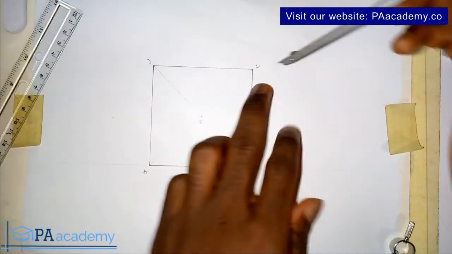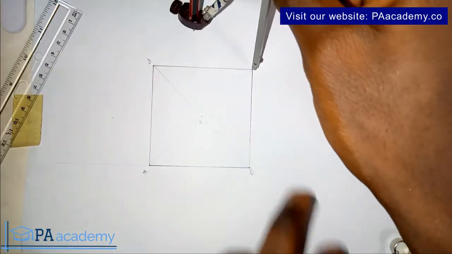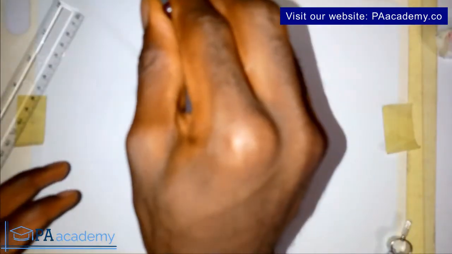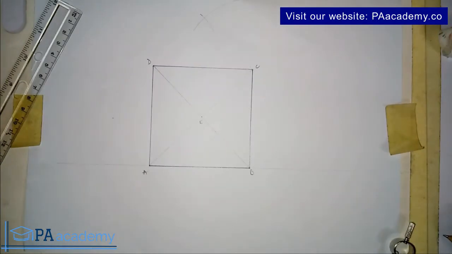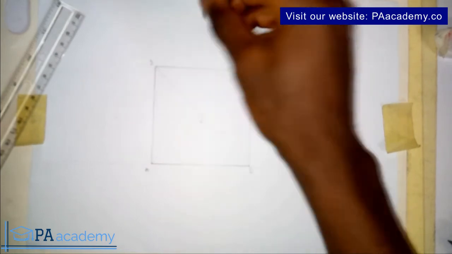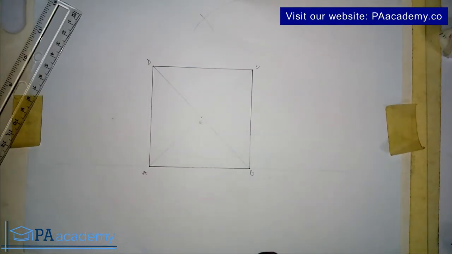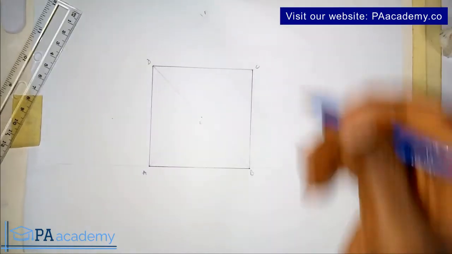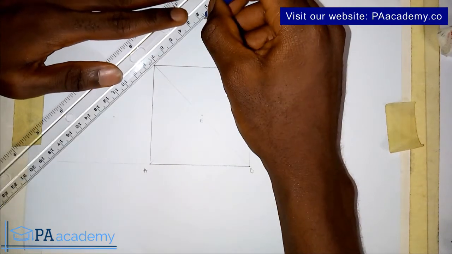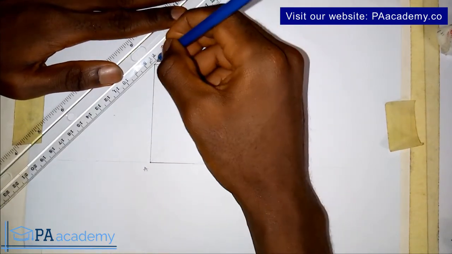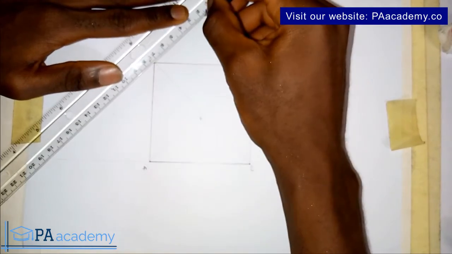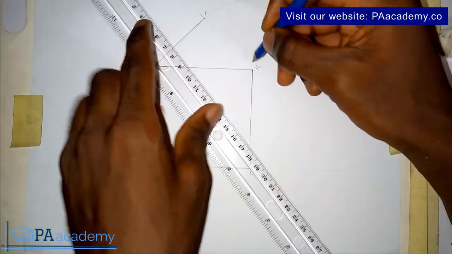So now you place it on C, and then you draw an arc. With the same length, you place it on point D, and then you draw an arc. Now you note the point of intersection of the two arcs. Let me call that point F. So what do we do? We join point F to point D, and then we join point F to point C.